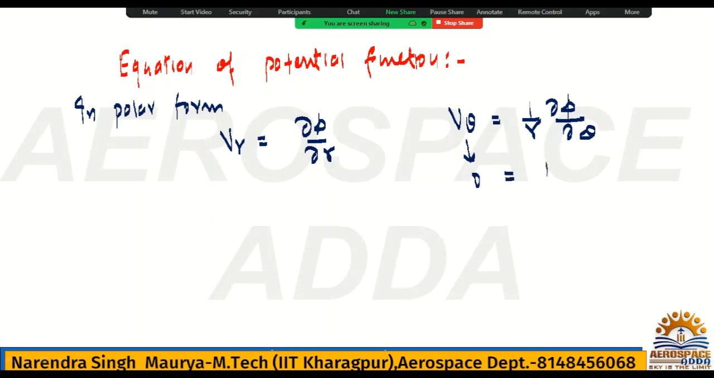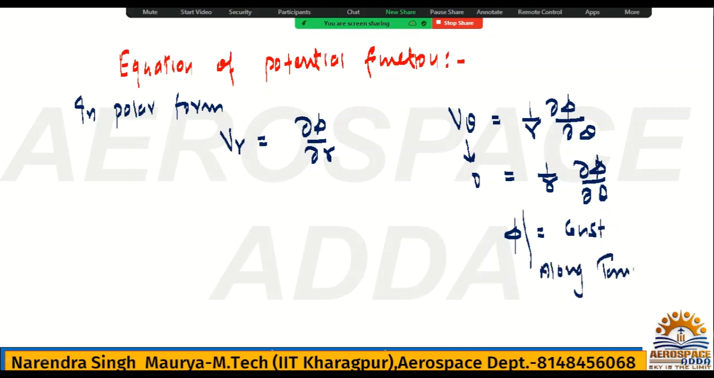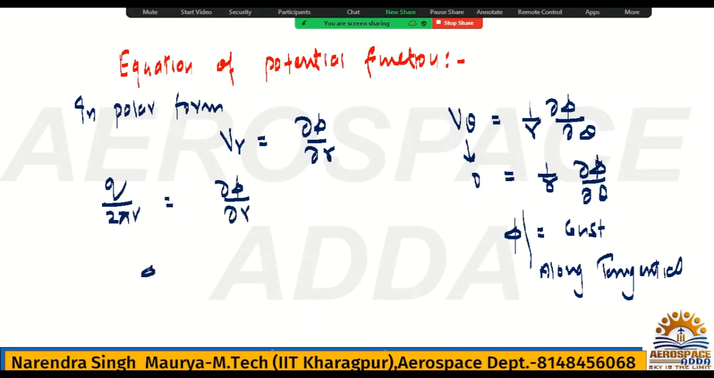So it is like 1 by r dou phi by dou theta is 0, or you can say phi is constant along the tangential direction. What about here? Vr is Q upon 2 pi r, equal to dou phi by dou r. What will be the phi? If you integrate it, what will you get? Q upon 2 pi ln r.